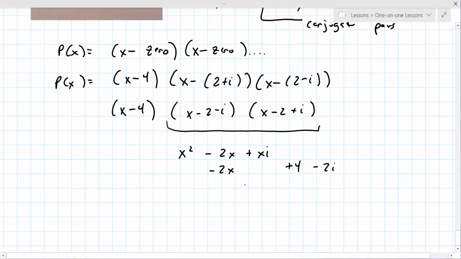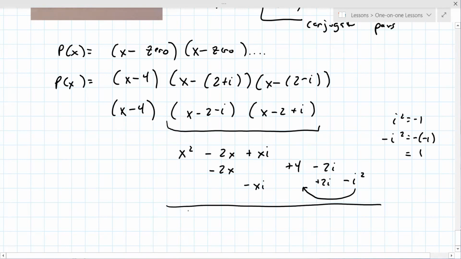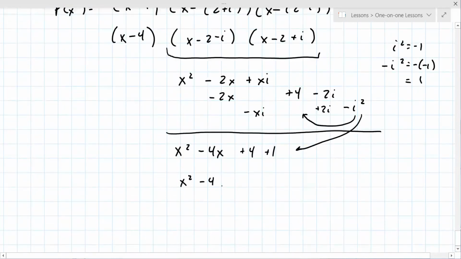Minus i times x is going to give you minus xi. Minus i times minus 2 gives you positive 2i. Minus i times i gives you minus i squared. It actually could go in this position because i squared is negative 1. So minus i squared is negative 1, which is positive 1. So you can end up combining all these things. If you've done it correctly, all of the i terms have gone away. So plus 4 plus 1. The 1 is the i squared. And so your last step here is x squared minus 4x plus 5. Now, we're not done because you've got to bring this x minus 4 down.